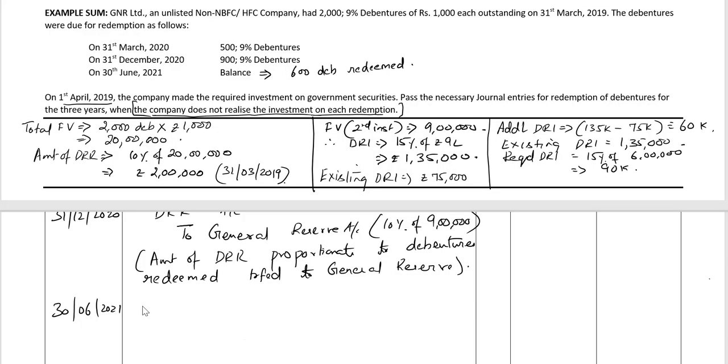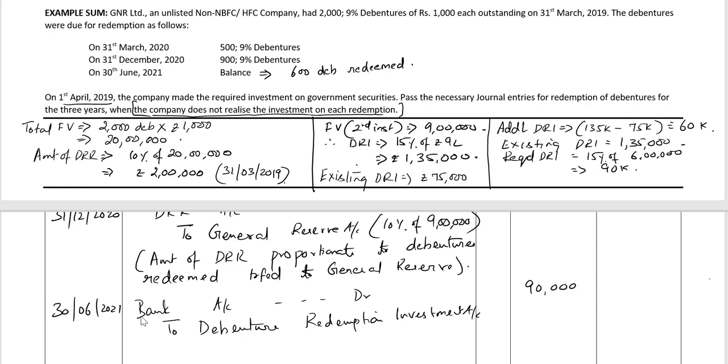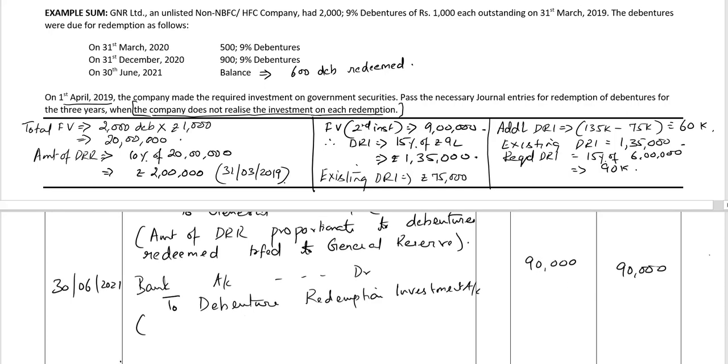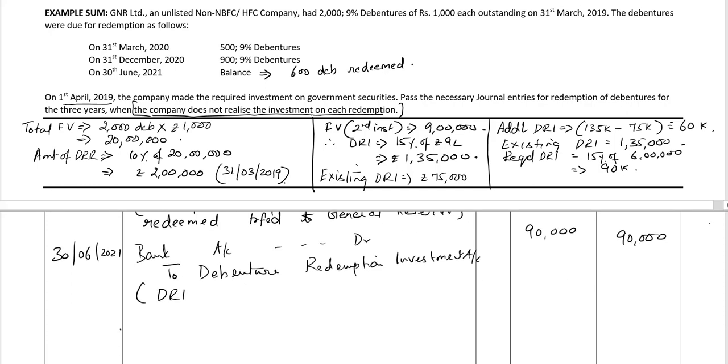We will sell the DRI. Bank account debit, to debenture redemption investment account. ₹90,000 debenture redemption investment realized. For DRI realized.